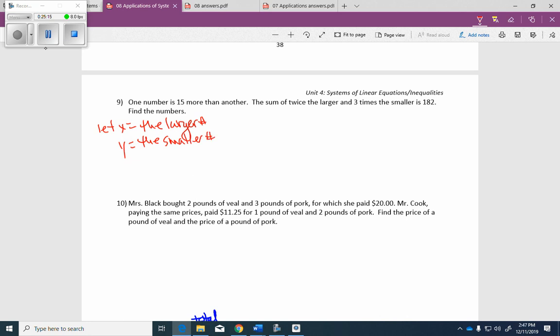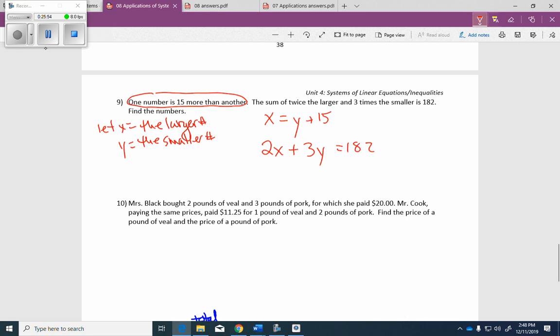One number is 15 more than another. So the larger one has to be bigger, right? So the larger number is 15 more than the smaller number, right? If I take the smaller number and add on 15, that's how I get the larger number. So some people don't realize how to write your first equation from this first sentence. The sum of twice the larger, so twice the larger is getting added to 3 times the smaller, and that sum is 182.